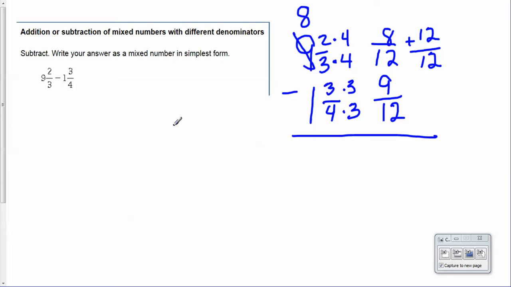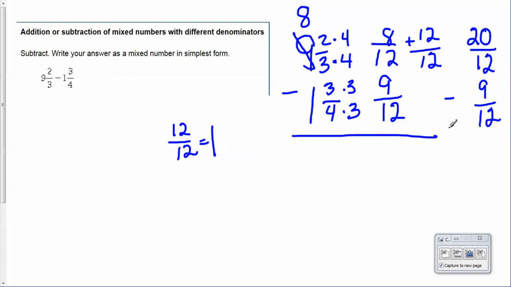So 1 is 12 twelfths, and I already have 8 twelfths there. If you remember from other discussions, a whole number is the exact amount of numerator and denominator. 12 out of 12 equals 1. So 12 twelfths is the one I borrowed from here. 8 twelfths plus 12 twelfths equals 20 twelfths. Minus the 9 twelfths that I have here. 20 minus 9 equals 11 twelfths. Don't forget about my whole numbers. 8 minus 1 equals 7. So my final answer is 7 and 11 twelfths.